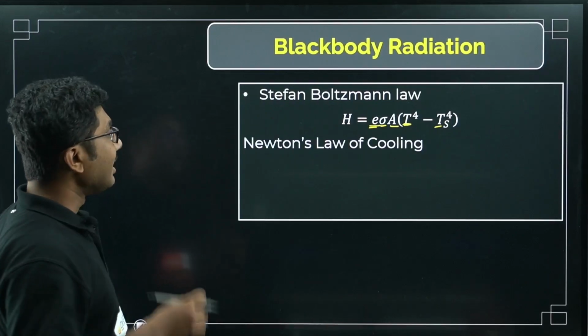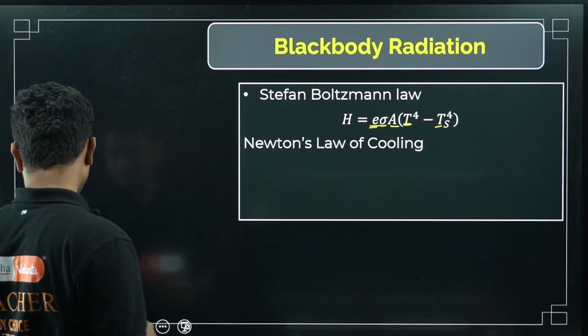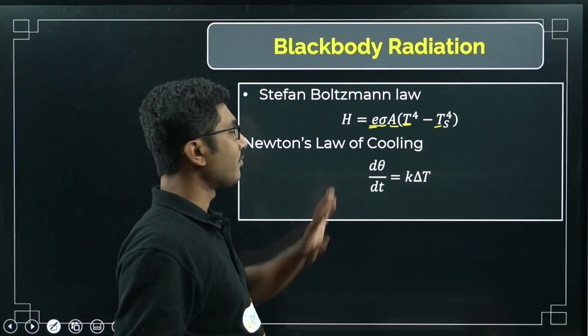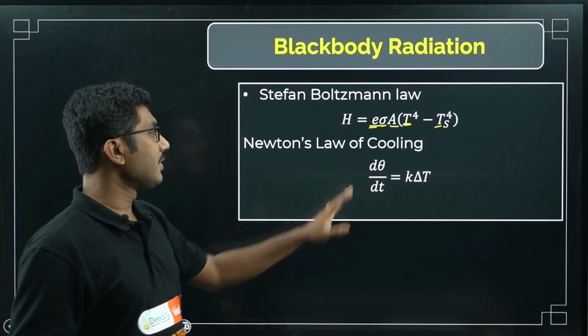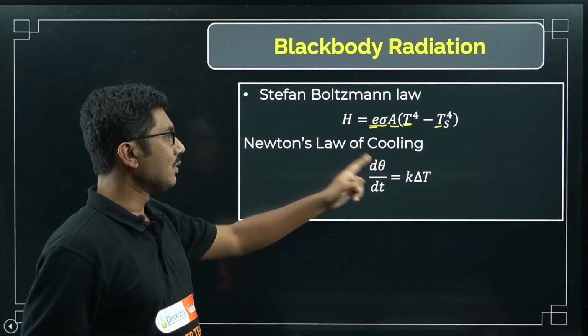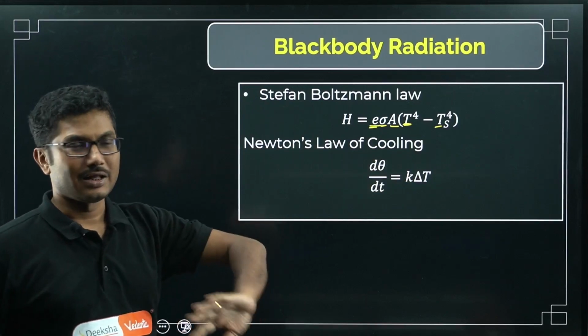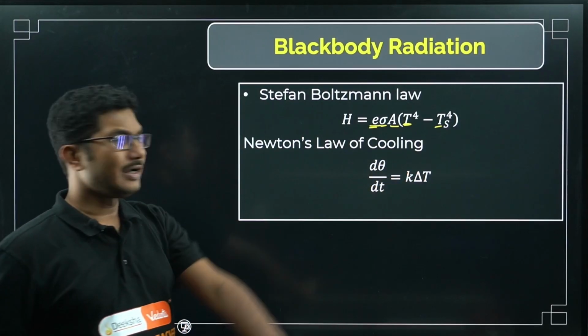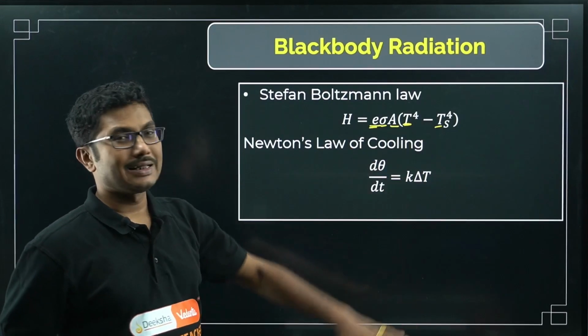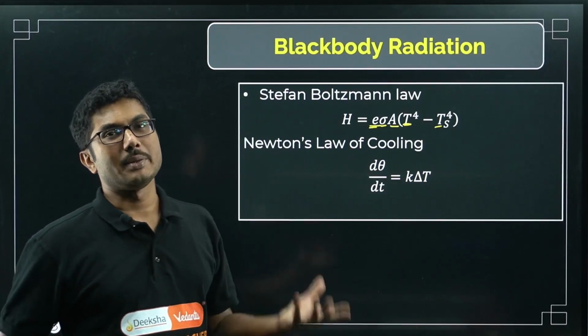Now Newton's law of cooling is very important. Based on this, 2 or 3 questions came in your previous KCET exam. So this is very important. What is that? d theta by dt equals k delta t. They all have different meanings. What is the meaning of d theta by dt? d theta by dt is the rate of change of temperature.